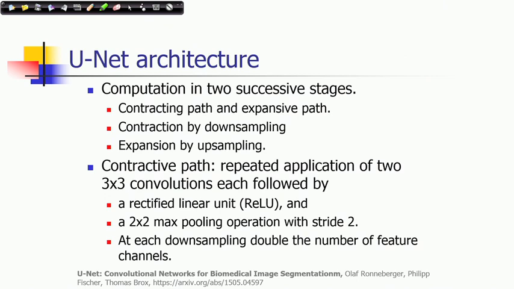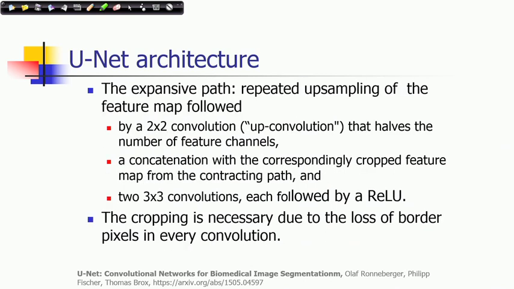You can get the details of this architecture from the paper shown here, and you can get it from the internet. About the expansive path, there is repeated upsampling of the feature map, and a 2x2 convolution or up-convolution is used. In the contractive path the number of channels was doubled at every downsampling, whereas in the expansive path the feature channels are halved, and a concatenation is also there from the contractive path's output. We will show this in the diagram.